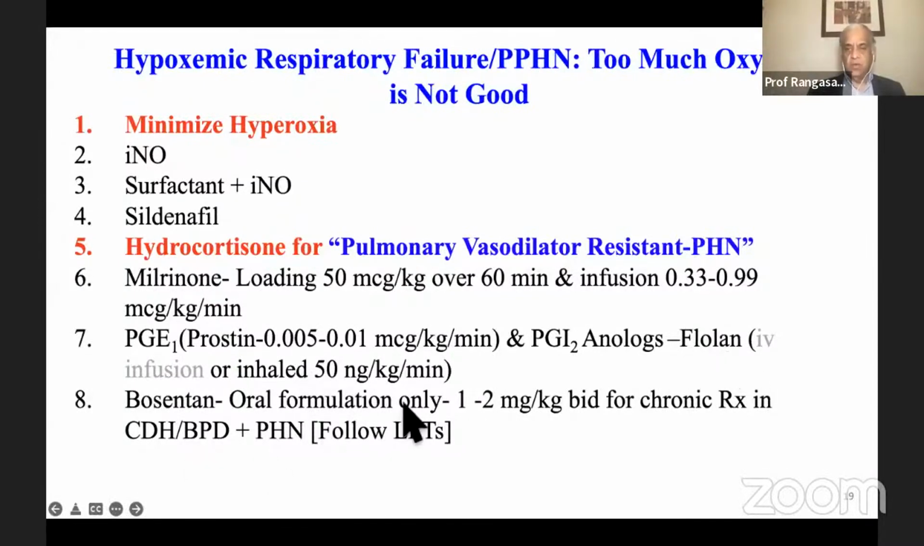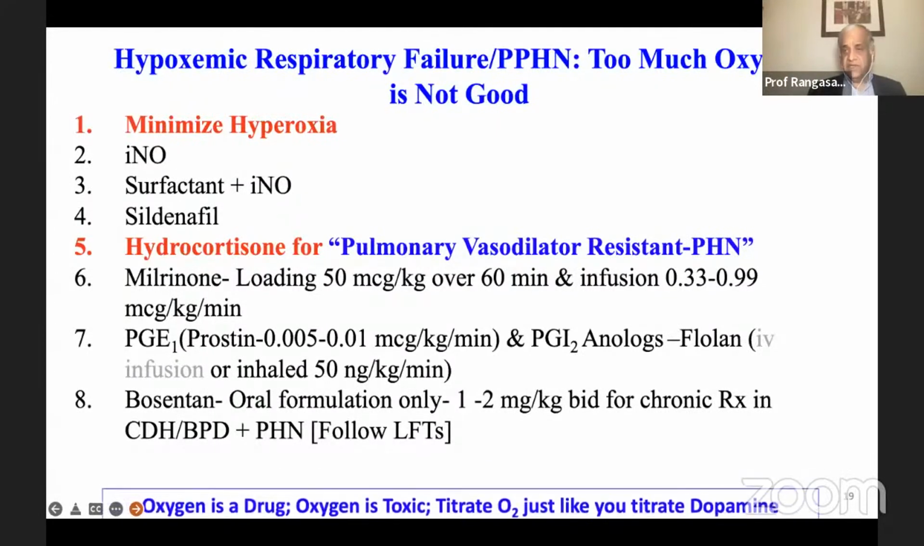Bosentan, again, we only have an oral formulation, and 1 to 2 milligrams per kilo BID for chronic treatment of pulmonary hypertension associated with CDH or BPD. Again, bosentan is metabolized by the liver, so you need to follow the liver function tests.